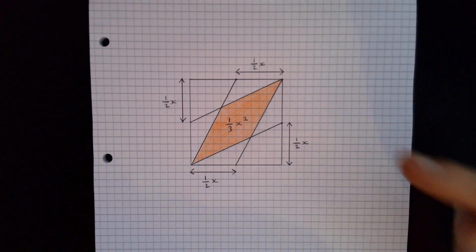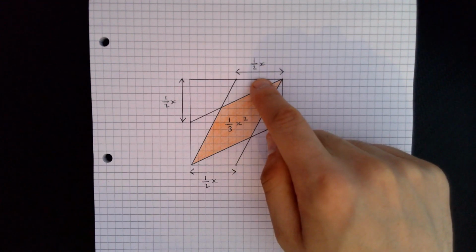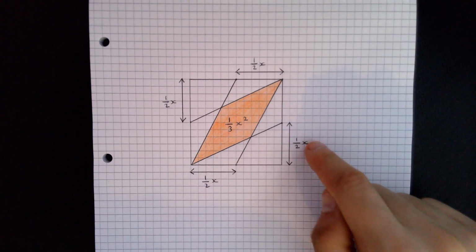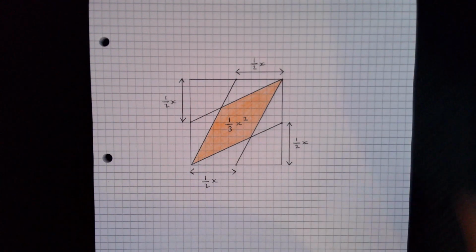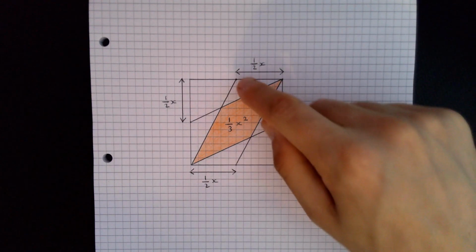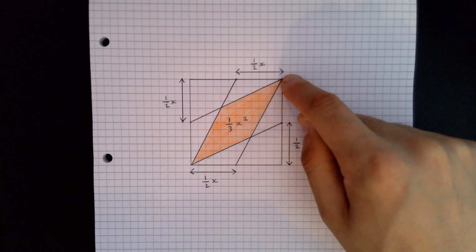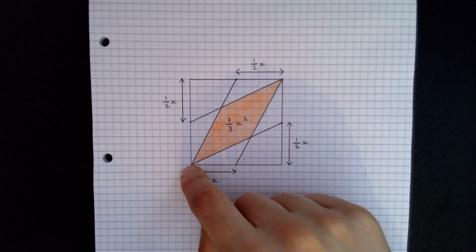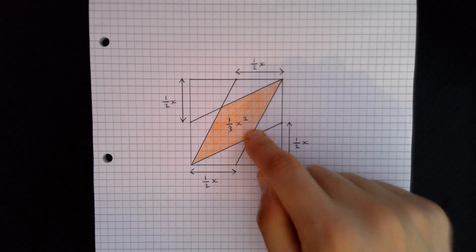Let's say we have a square and its length is x. Now let's say this distance here is half x, so is this, and so is this. If you form a kite by connecting this point to this point, this point to this point, this point to this point, and this point to this point, you will generate this central area over here.